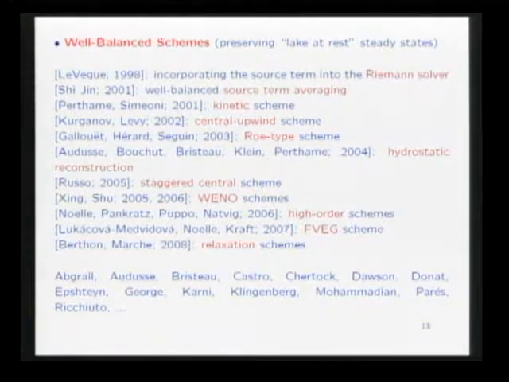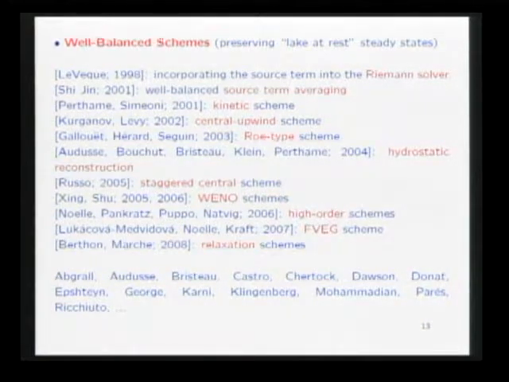Perthame and Simeoni developed kinetic schemes. Then we developed the Central-Upwind scheme back with Doron Levy in 2002. I wanted to mention the work of Galloway and his collaborators about the Roe-type schemes. They call it VFRoe schemes. This is another milestone of Audusse, Bouchut, Bristeau, Klein, and Perthame, when they introduced the hydrostatic reconstruction. It is a very popular technique to make schemes well-balanced.